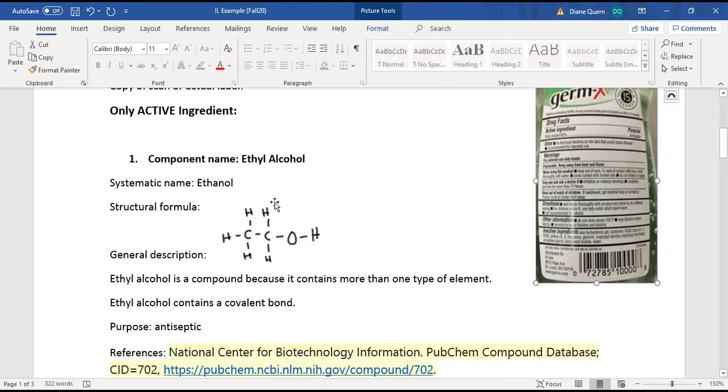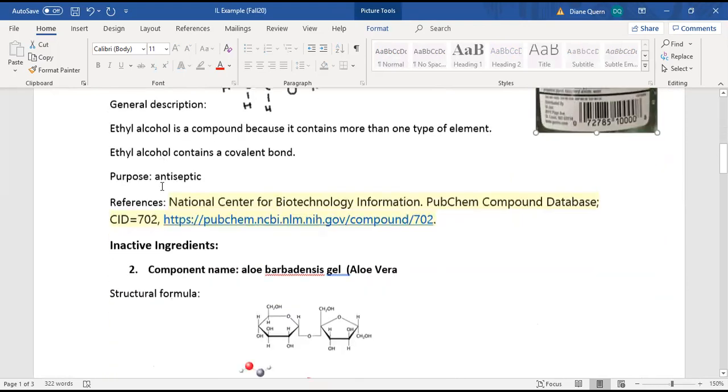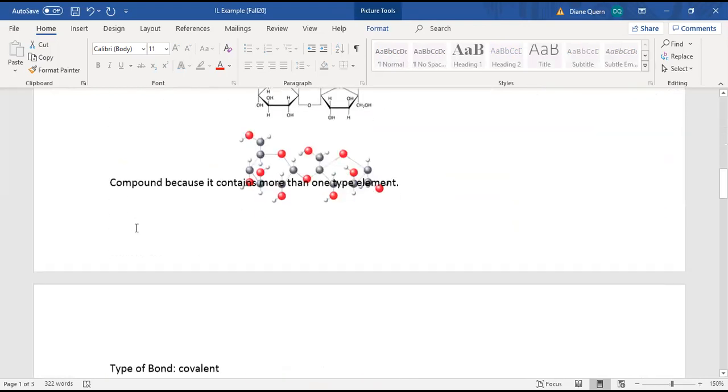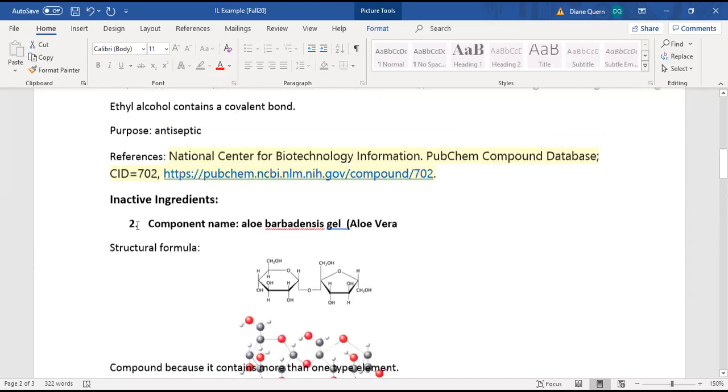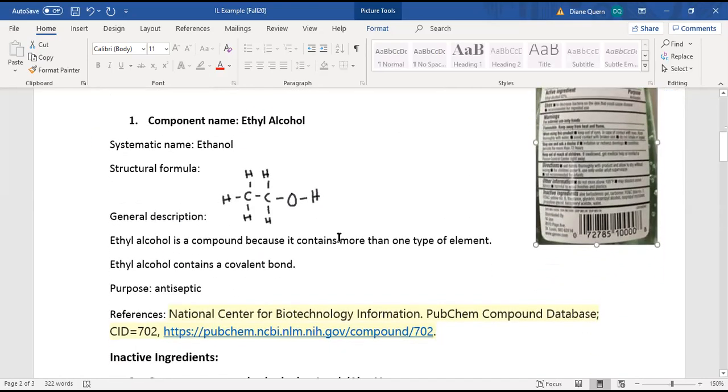What I did on this one is I went in and labeled the ingredients. The first ingredient I numbered 1, the second ingredient 2, and so on and so forth. For the first ingredient, the active ingredient was ethyl alcohol. Another term for that is ethanol. You don't have to put the systematic name, they just chose to.